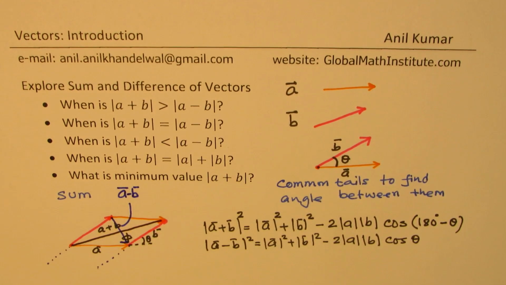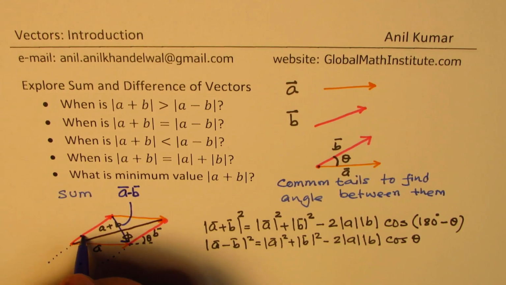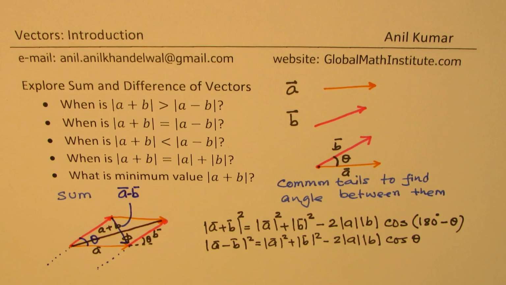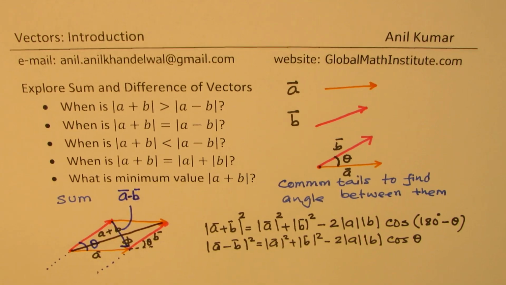A minus B, correct? So for this vector, we have the angle theta in between. Do you get the idea? So A minus B is the other diagonal of the same parallelogram, and that is how they are related. So I hope you're getting some concept. Now with this, let's move forward and answer all our questions, correct?